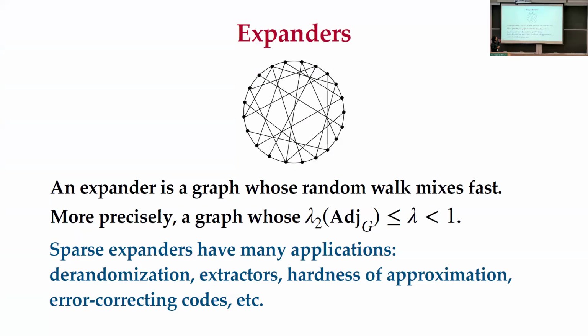We know expanders have many applications in computer science, especially in complexity. They played roles in de-randomization, construction of condensers and extractors, and also appeared a lot in hardness reductions and building explicit hard instances for many questions, and also in the construction of error correcting codes. So it's a very important object, as we all know.